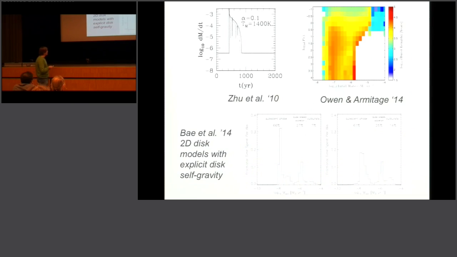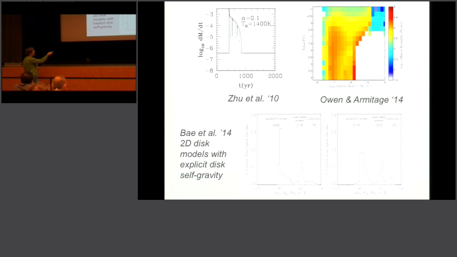Here's some work from some other people. So this is work from Zhao Zhu and collaborators. And so here's an example of what one of these outbursts might look like. So here you have a low accretion rate state at a few 10 to the minus 7 solar masses per year. Here a very high accretion rate state, even approaching several 10 to the minus 4 solar masses per year. And here an outburst duration maybe of a couple of hundred years.